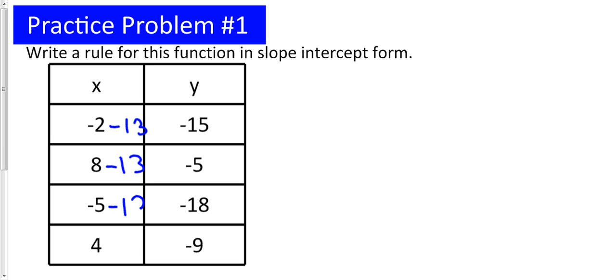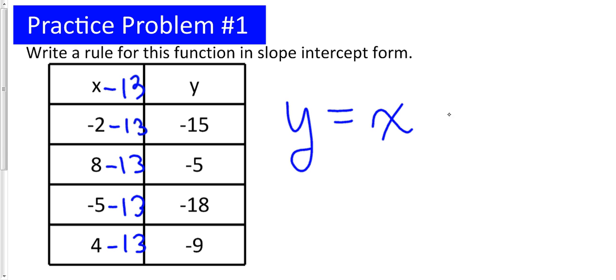-5 minus 13 is -18. And 4 minus 13 is -9. So I'm taking whatever is in the x column and I'm subtracting 13 to get my y. So my rule is going to be y equals x minus 13.